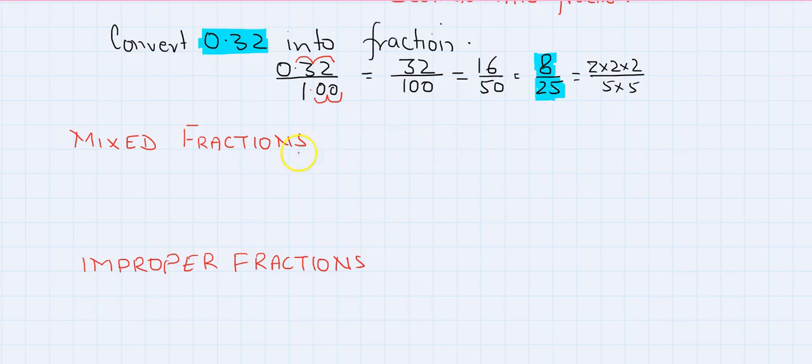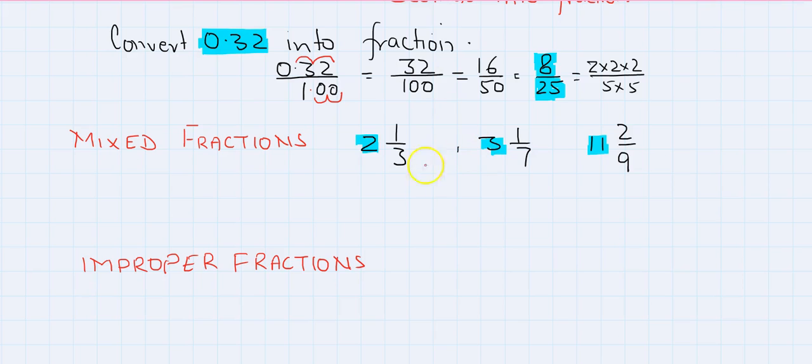Now let's talk about the different types of fractions. We have mixed fractions. A mixed fraction is of the type, say, 2 1 over 3, 3 1 over 7, 11 2 over 9. In a mixed fraction, we have a whole number. Now this mixed fraction can be converted into a simple fraction.